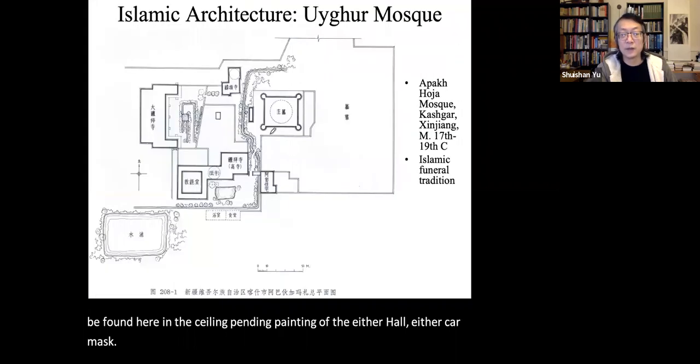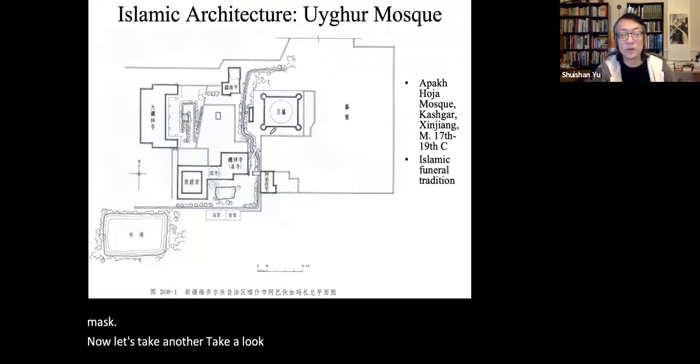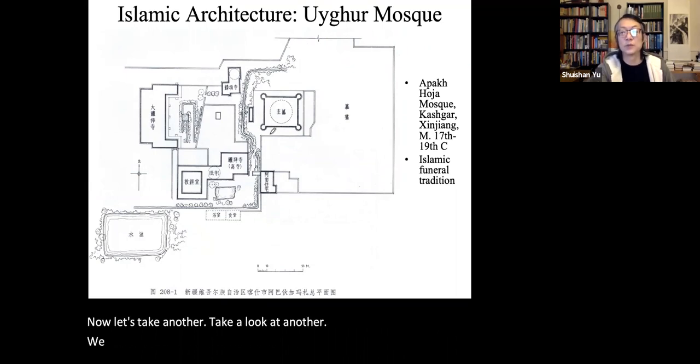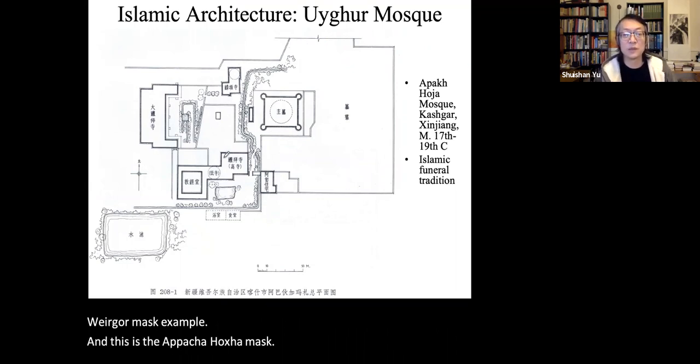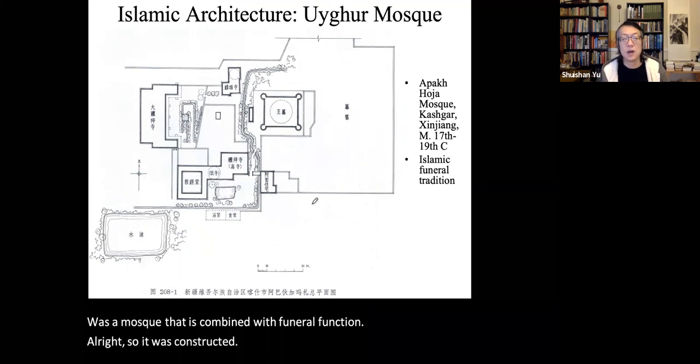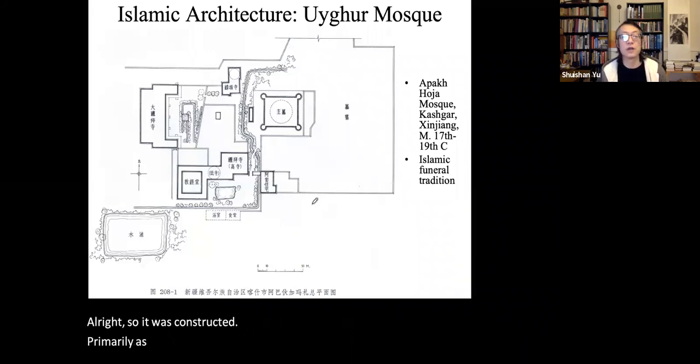Now let's take a look at another Uyghur mosque example. And this is the Apak Hoja Mosque. Apak Hoja Mosque was a mosque that is combined with funeral function, right? So it was constructed primarily as a kind of accompanying mosque for the tomb of a local prince.